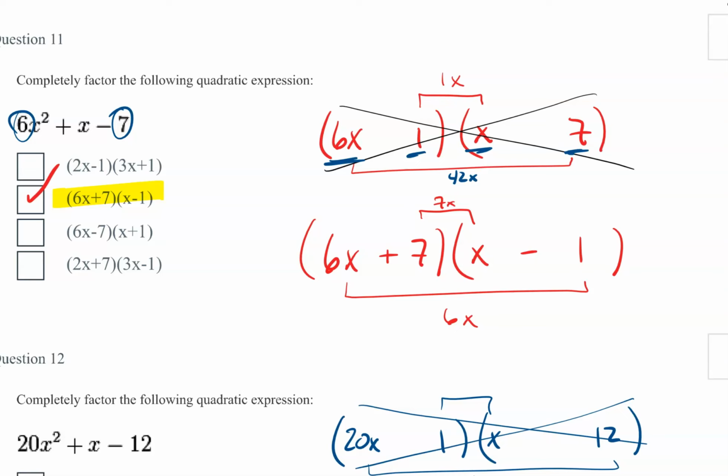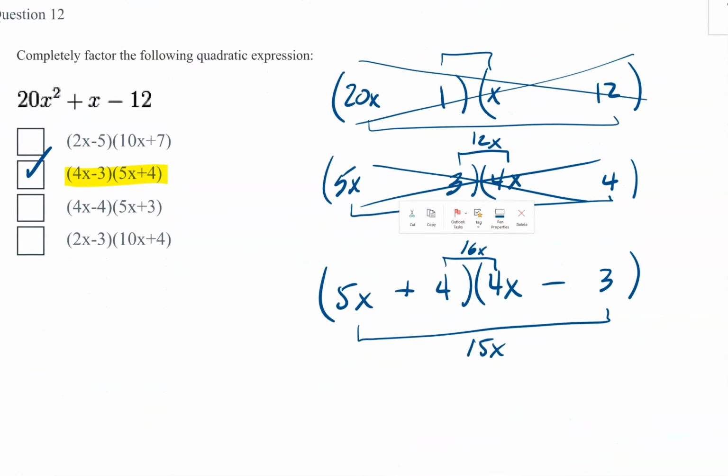So by switching around the 7 and the 1, 6x times x is still 6x squared. 7 times 1 is still 7x, but more importantly, on the outside products, I end up with 6x. So 6 times 1 is 6. And on the inside product, 7 times 1x is 7x. And the positive 7x take away 6x would have gotten me back to a positive 1x. And so I like 6x plus 7 and x minus 1 as my factors.